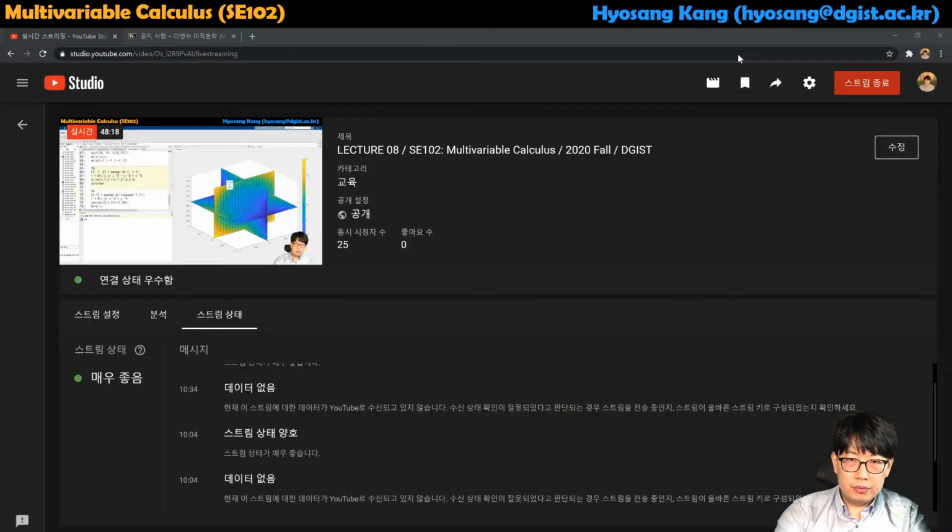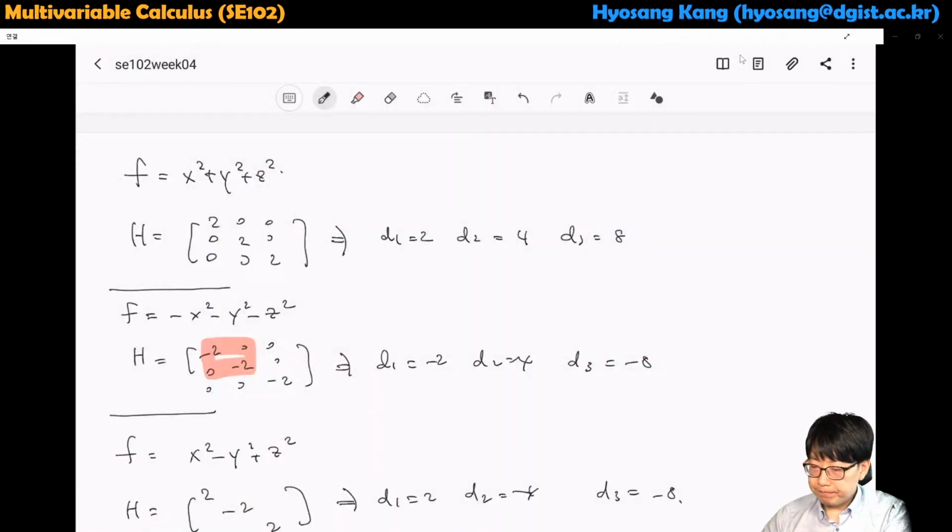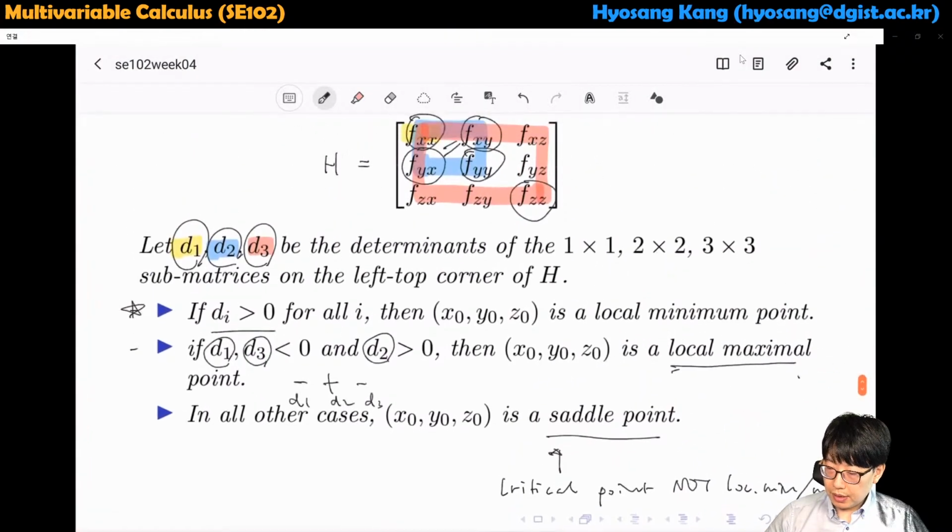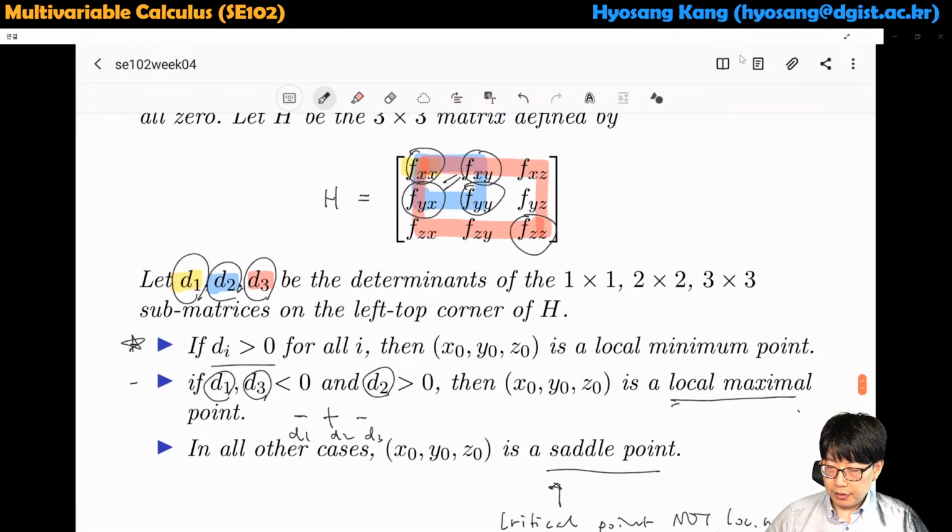So if you see the patterns here, you can generalize the Hessian method to n variable functions. This is for a 3 variable function. What if we have a 4 variable function? Of course, now there's no way we can depict the behavior of a 4 variable function, but you can determine the type of the critical point using a similar Hessian method.